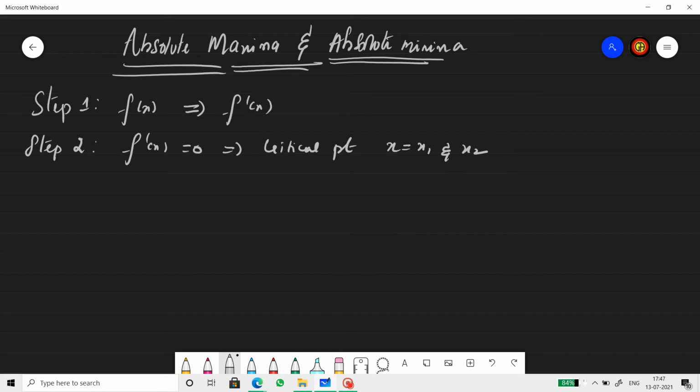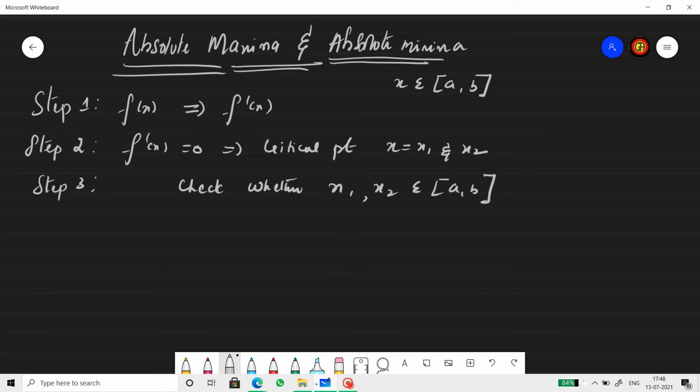When it comes to absolute maxima and minima questions, the most important part is that the domain will be given in the question, and the domain will be in closed brackets. Always the domain will be in closed brackets. Let's assume the given domain is closed bracket a comma b. So step 3 is we need to check whether x1, x2 belongs to [a, b] or not. If it does not belong to [a, b], then reject it. If it belongs, then accept it.